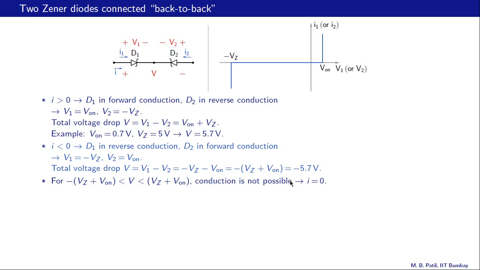And for any voltage between these two limits, that is 5.7 and minus 5.7 volts, no conduction is possible, and therefore the current is 0. So putting all of this together, we get the I versus V relationship for this entire combination as follows. So that is I, that is V, no current between these two limits, and at V equal to Vz plus V on, the combination starts conducting in the forward direction. For V equal to minus (Vz plus V on), it starts conducting in the negative direction.